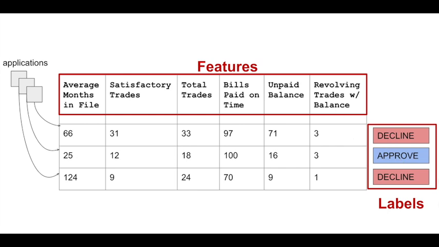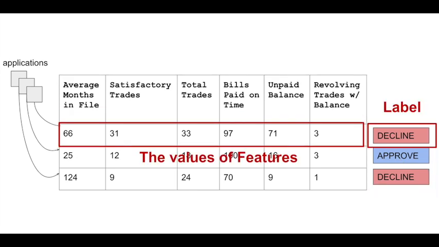Let's take a look at some of the applications in more detail. The application in the first row has the following values: 66 for average months in file, 31 for satisfactory trades, 33 for total trades, 97 for bills paid on time, 71 for unpaid balance, and 3 for revolving trades with balance. And the machine learning model assigns a label, decline.